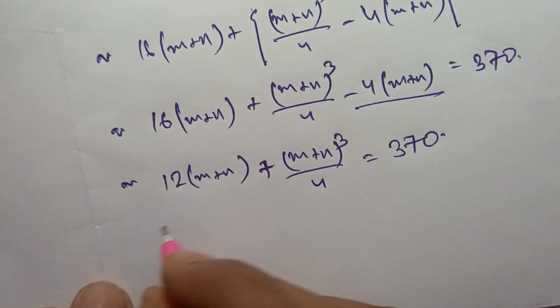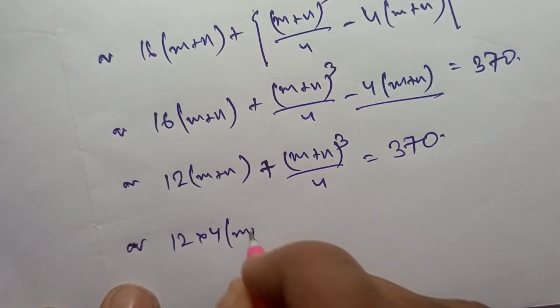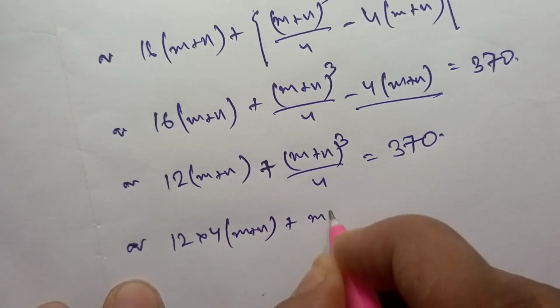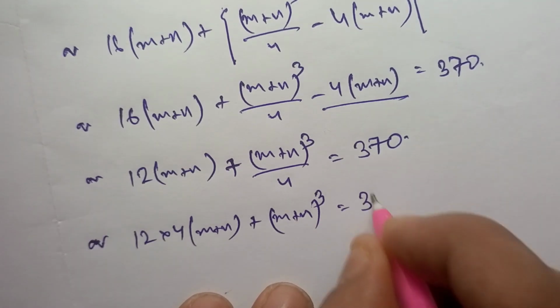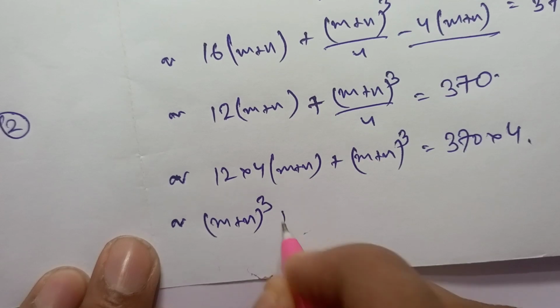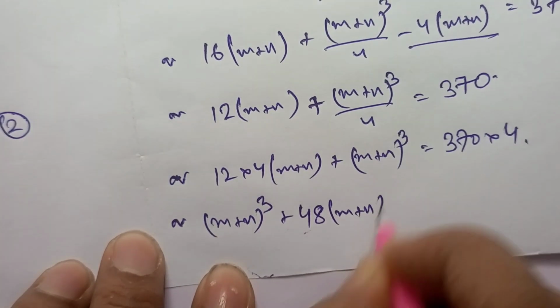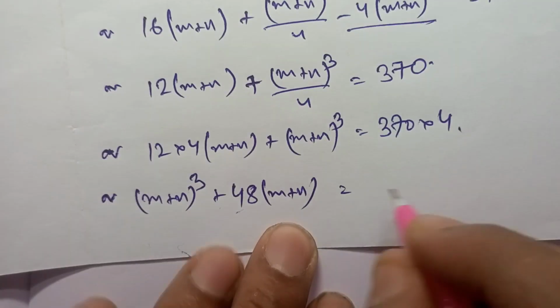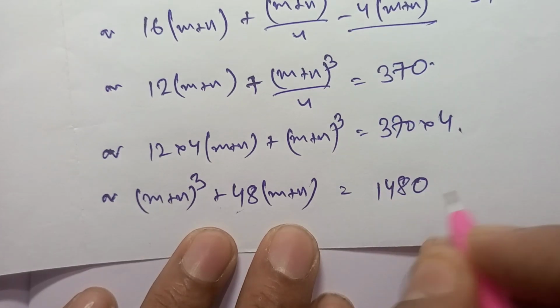Now we have to free this (m + n) cube term from the denominator. So we multiply by 4 on both sides of the above equation. We get 12 into 4 (m + n) plus (m + n) whole cube, and the 4 will be cancelled out, equal to 370 into 4. Now (m + n) whole cube plus 12 into 4, which is 48, (m + n) is equal to 370. If we multiply 370 by 4, we get 1480.